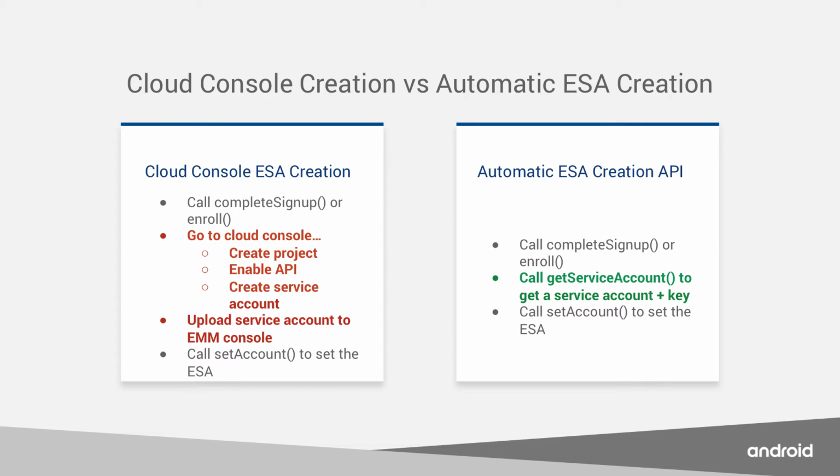So again, we talked about calling complete signup. The other call in the second flow is enroll. And following that, before, you would have had to go to the Cloud Console or use your OneESA. Create the project, enable the API, et cetera. So to replace that, you simply call this get service account API, get your service account and key, and then you call set account to bind the ESA to the enterprise.